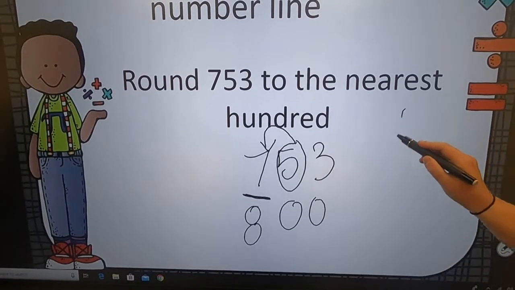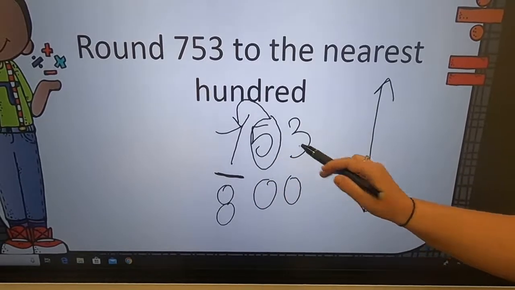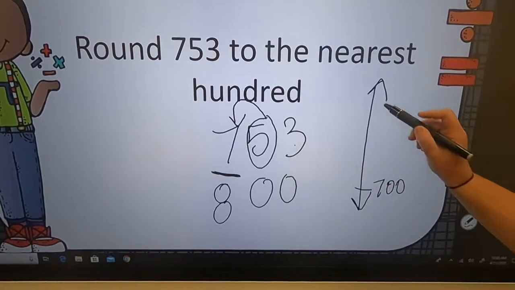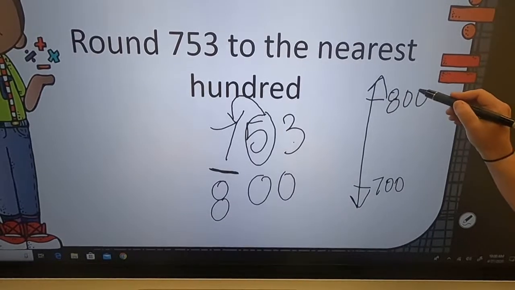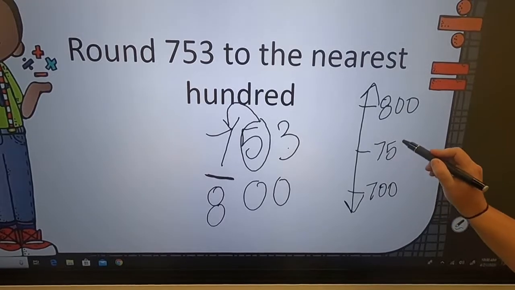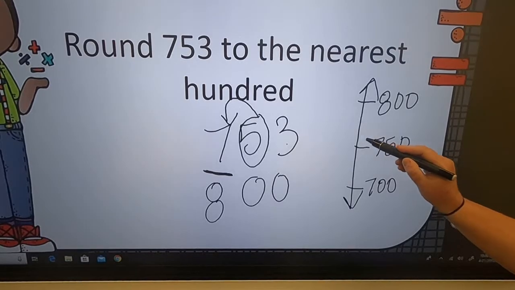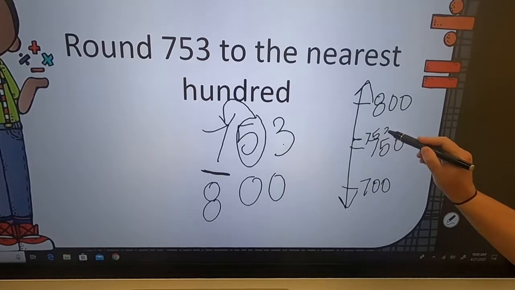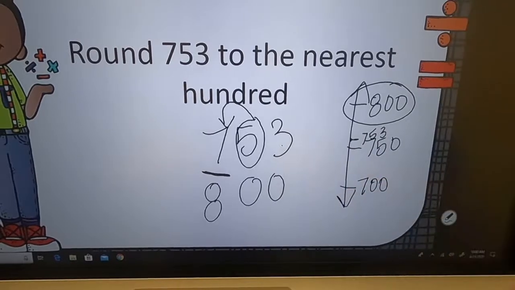Okay, let's show. I'm just going to go ahead and put this number line on here again so we can see it side by side. So we were rounding 753 to the nearest hundred. So our bottom number will be 700. What will our top number be, Miss Bethay? Our top number will be 800. 800. And our midpoint would be what, boys and girls? 750. Very good. So 753 certainly does fall between, it's very close, but it falls between the 750 and the 800. So 753 is actually closer to 800 than it is to 700.